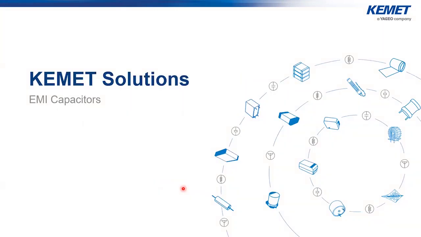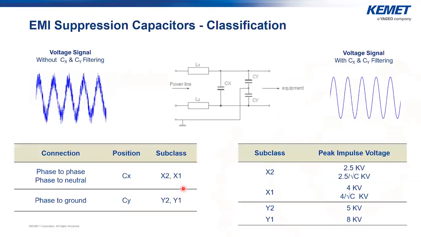Let us first start with the EMI capacitors, and we will start with a few words to describe this technology and this family of products. Generally, they are called safety capacitors or EMI suppression capacitors. And this different classification of these capacitors is related to the way that these capacitors are connected to the circuit and to their safety level or the level of voltage that they are designed and certified for.